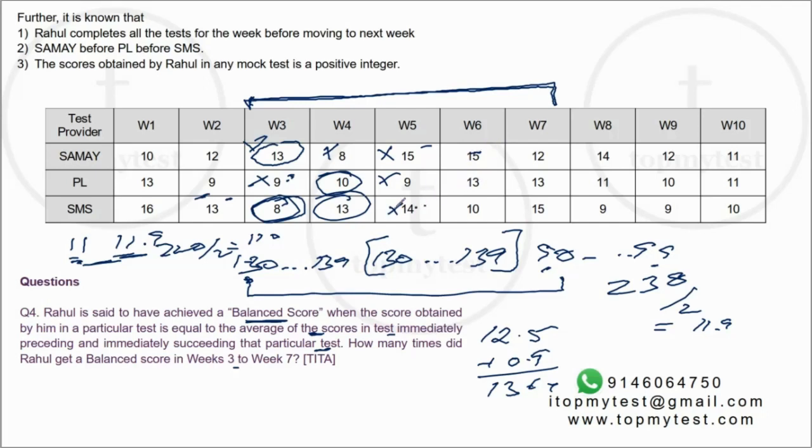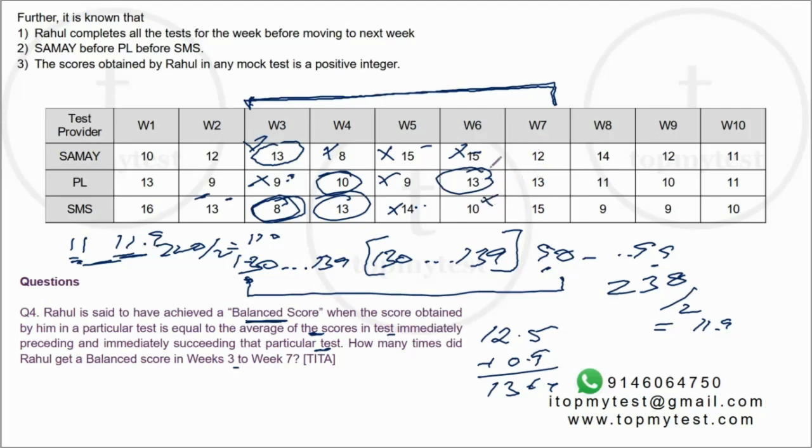14 and 13, can it result in 15? No. 15 and 10, can it result in 13? Yes. 25 divided by 2 is 12.5. Again, the same scenario, right? So this is possible. 13 and 12, can it result in a 10? No.